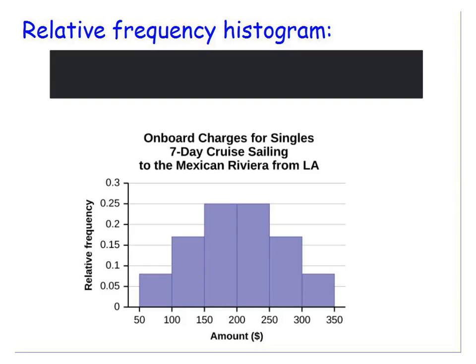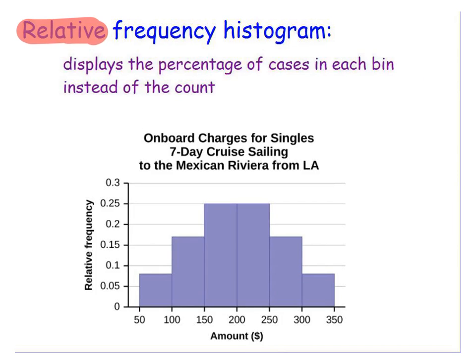Now, we've seen this word relative before. The last time we saw the word relative, it was for the exact same reason. In a relative frequency histogram, the word relative always means percentage. So this displays the percentage of cases in each bin instead of the count. So the only difference is that this talks about relative frequency. In other words, these are the percentages.